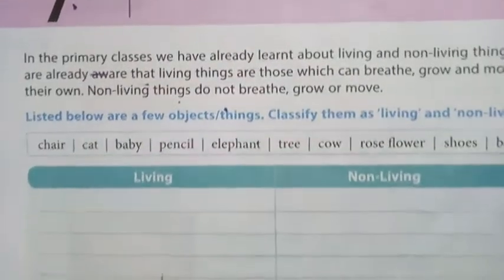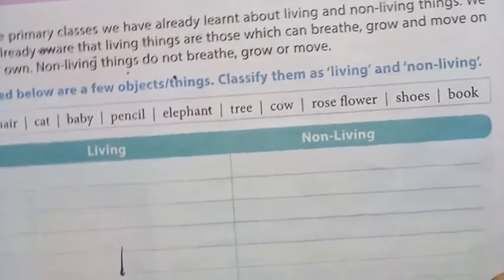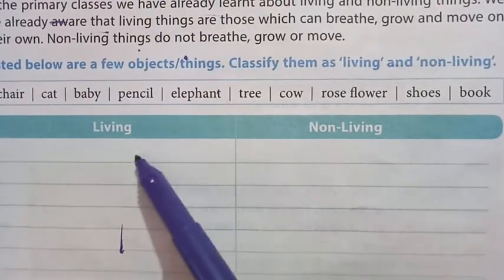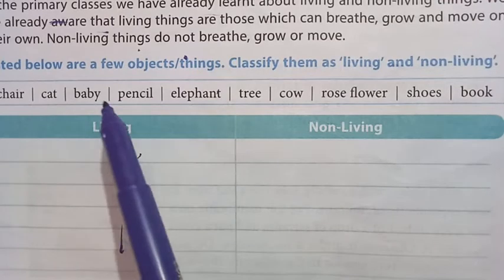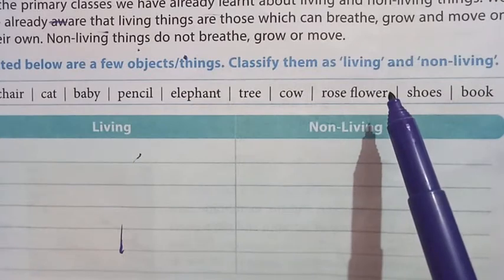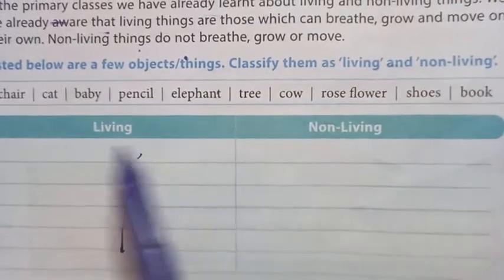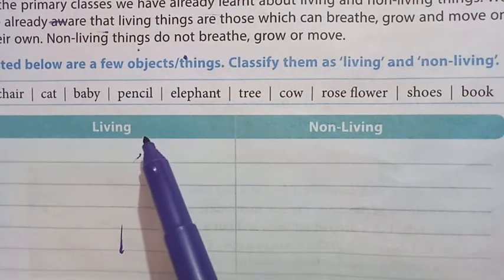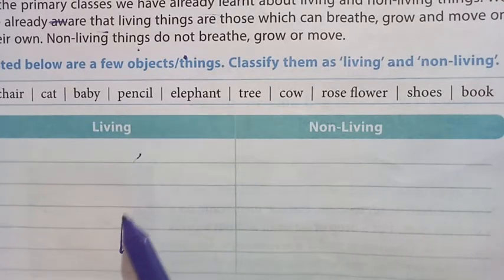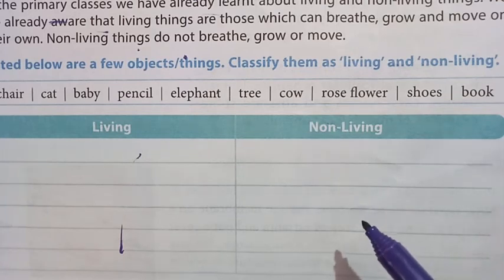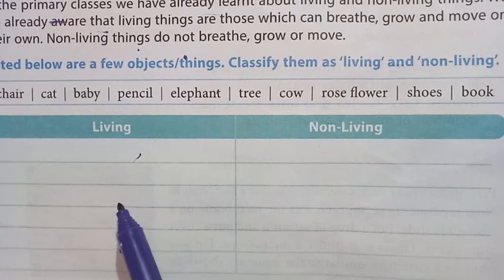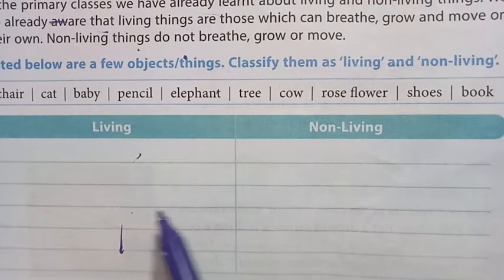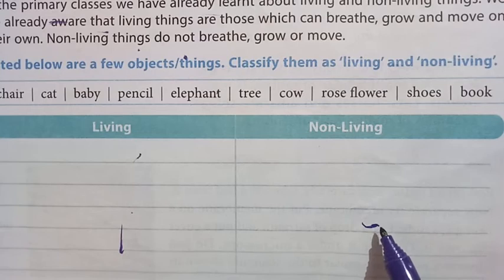Now look at below. There is a table given here, a table of living things and non-living things. Whatever materials are listed, you will categorize or classify them. You will write down the living things in this column and the non-living things in this column. Is it clear that you will identify what are the living things and what are the non-living things?